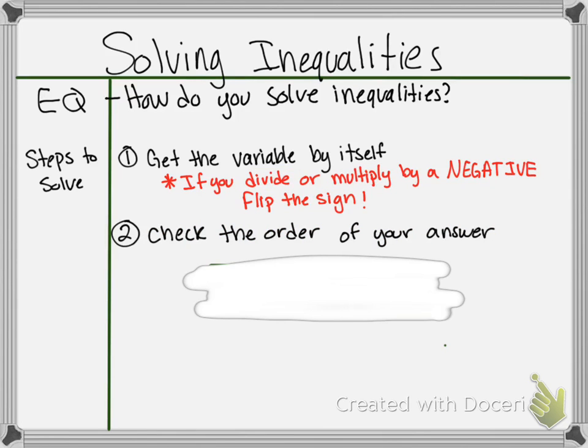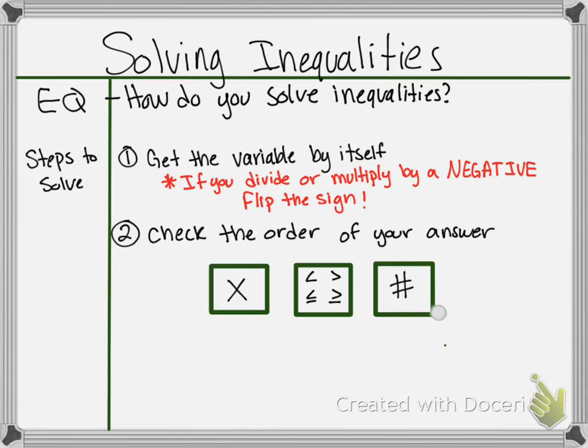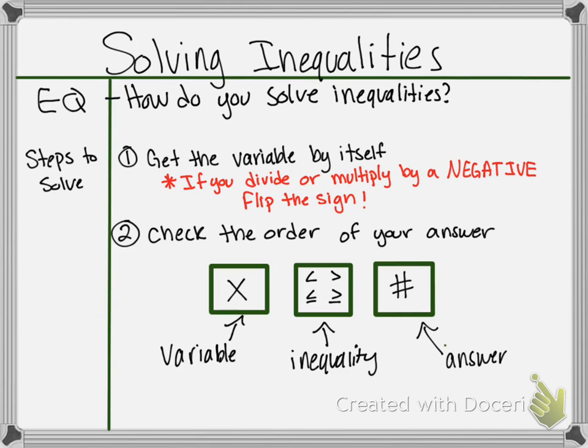The next thing is check the order of your answer. So once you have your x by itself, and it's like x is equal to a number, you have to make sure that x is in the first section. So first, it has to be your variable, whether it's an x, a y, or a t, or whatever variable you have. In the middle part of your answer, you should have your inequality. Okay, and we have 4 inequalities: greater than, less than, greater than or equal to, or less than or equal to. And then the last thing in your answer should be the actual number of what your variable is equal to, or less than, or whatever inequality it is.